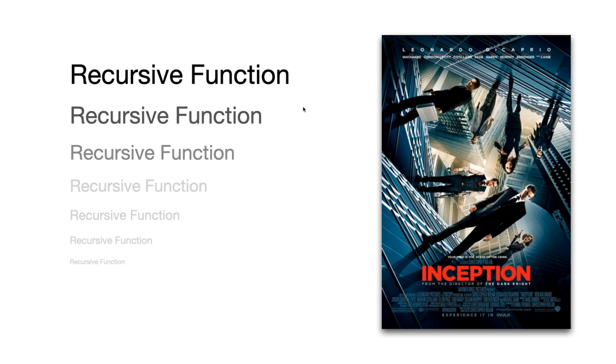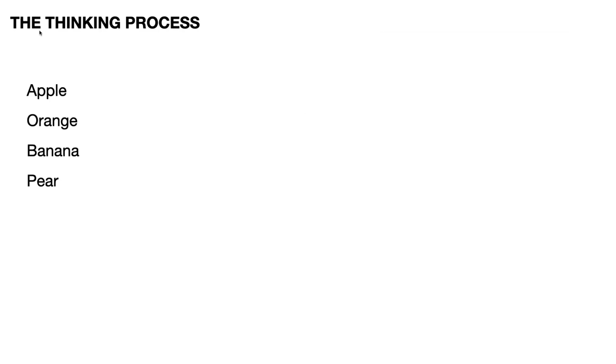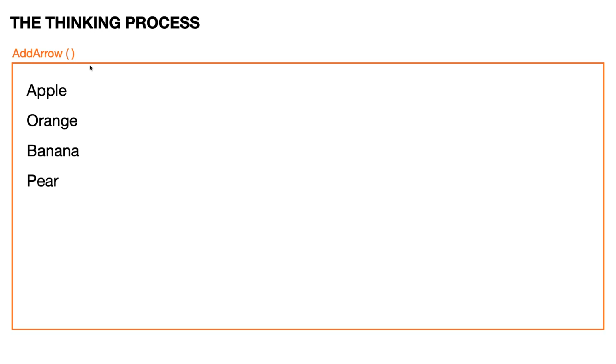Okay, let's go to the first slide, where I want to show you the thinking process of how you should think about the situation when you're building a recursive function. Let's say this add arrow is the custom function that we're going to build, and we place this whole list of values into the add arrow area. What we want to do first is pick out the first item inside the list, like apple, and then do whatever we need to add to it. In our special case, this is going to be adding an arrow key here.